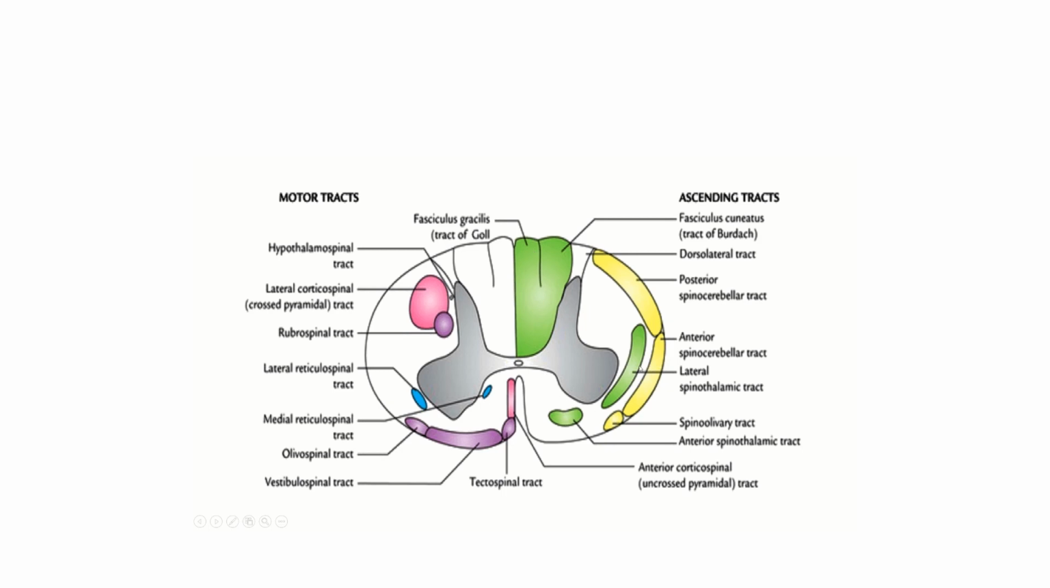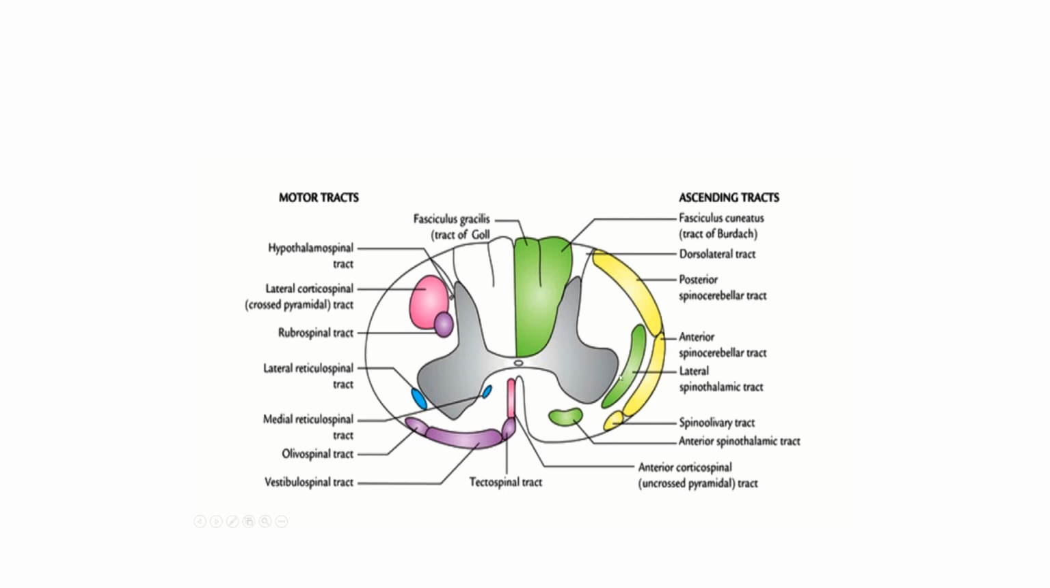And these are the ascending tracts which we are going to study here. We have three different systems. First, the dorsal column pathway, otherwise called the medial lemniscus pathway or posterior column pathway, which has fasciculus gracilis and fasciculus cuneatus. Fasciculus gracilis is also called the tract of Goll, and fasciculus cuneatus is also called the tract of Burdach. These carry conscious proprioception. And here we have the spinocerebellar pathway, the anterior and posterior spinocerebellar tracts, which have unconscious proprioceptive fibers.